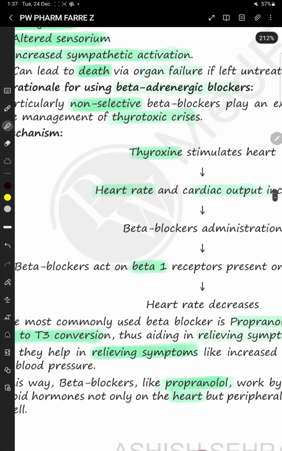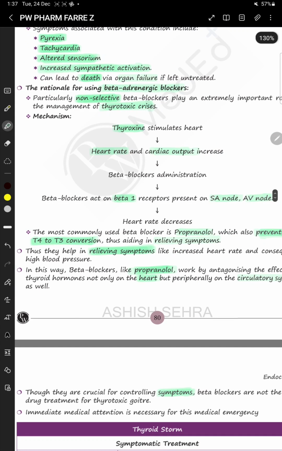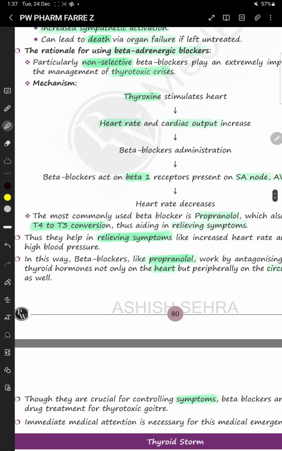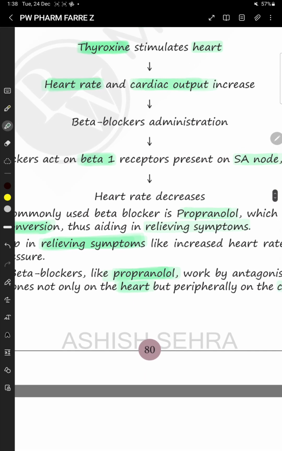In thyroid storm, we use beta adrenergic blockers, especially non-selective beta blockers like propranolol. These have a very important role in management of thyrotoxic crisis. In thyroid storm, there will be hypersecretion of thyroxine. Thyroxine stimulates the heart and causes high heart rate and cardiac output. In this case, we administer beta blockers like propranolol.